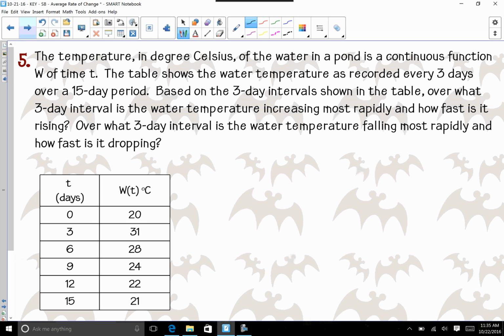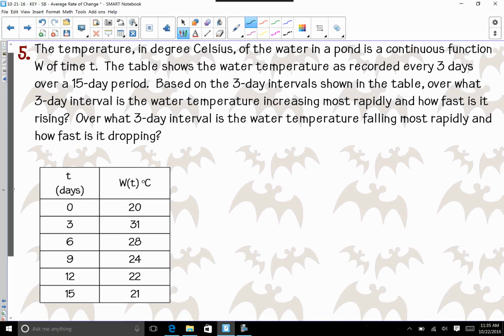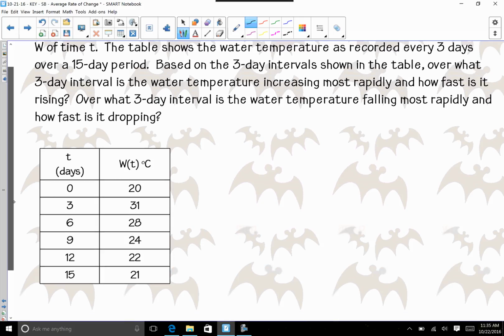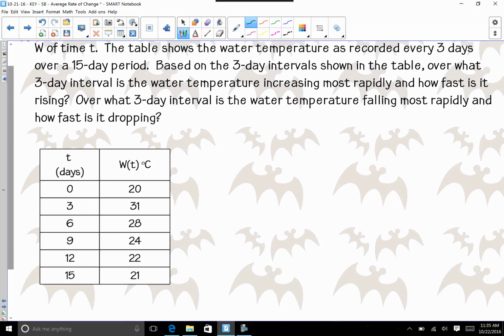Number 5, the temperature in degrees Celsius of the water in a pond is a continuous function W of time t. The table shows the water temperature as recorded every 3 days over a 15-day period. Based on the 3-day intervals shown in the table, over what 3-day interval is the water temperature increasing most rapidly and how fast is it rising? Over what 3-day interval is the temperature falling most rapidly and how fast is it dropping?